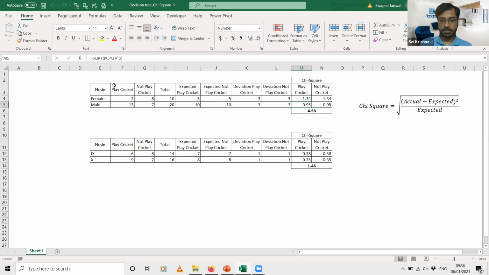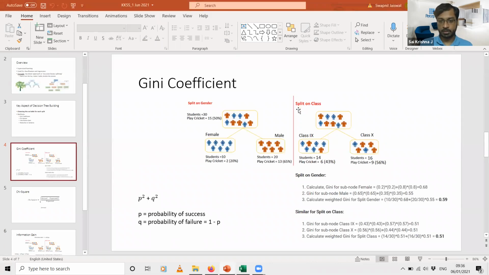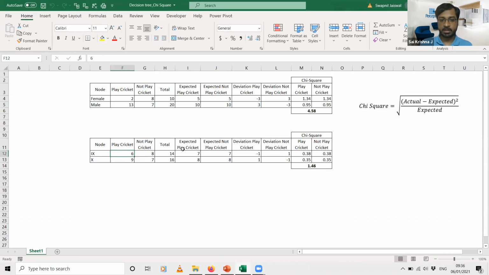So this is for the first classification, that is the gender split. If you have to split based on the class, again this basic data is what you already have from what we saw over here: how many play cricket in class 9, how many play cricket in class 10, and so on. Using this, you calculate the expected values. Of the total number of students in class 9, half of them are expected to play cricket, that is 7. And in class 10, half of 16, which gives you 8, and the remaining half will be expected to not play cricket.